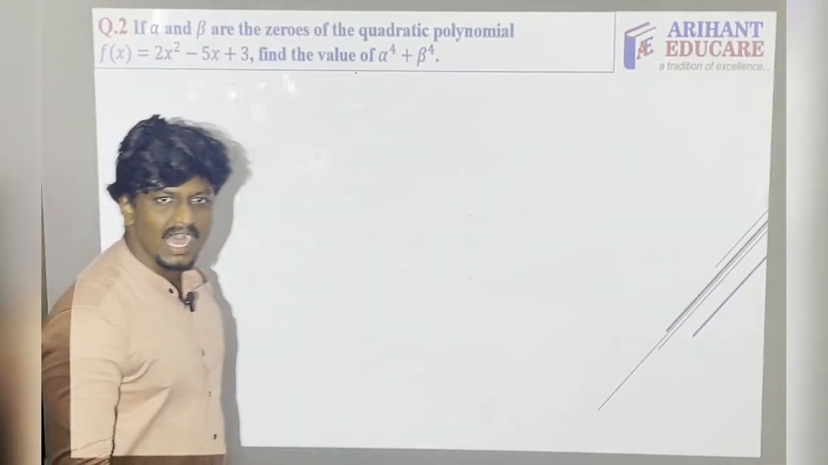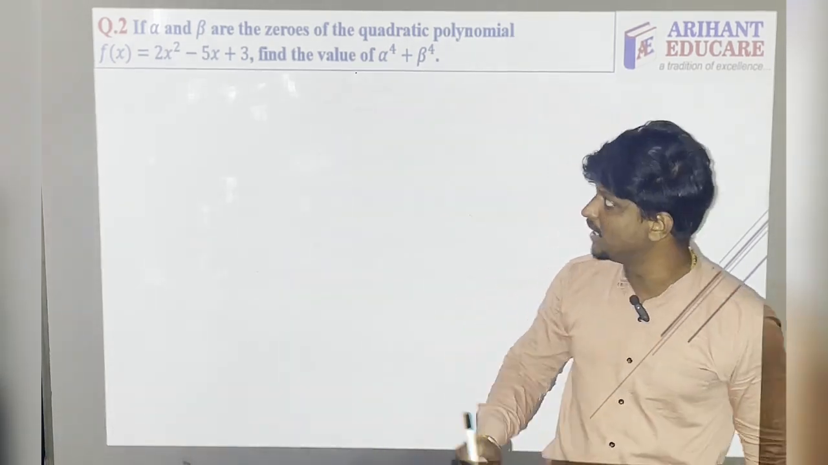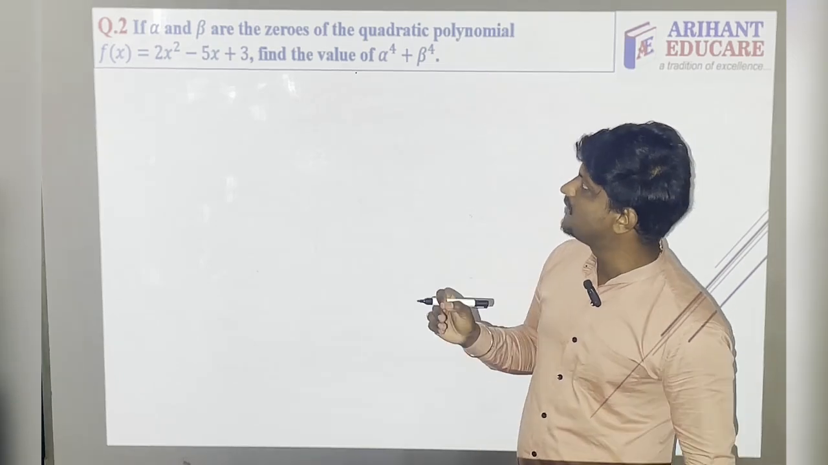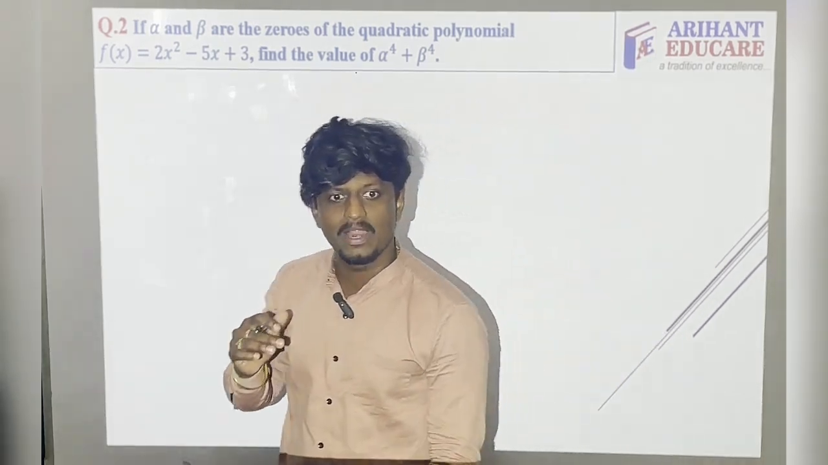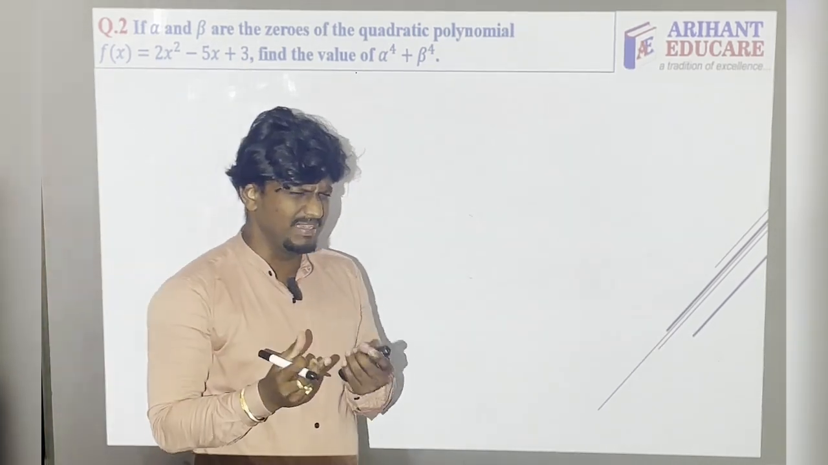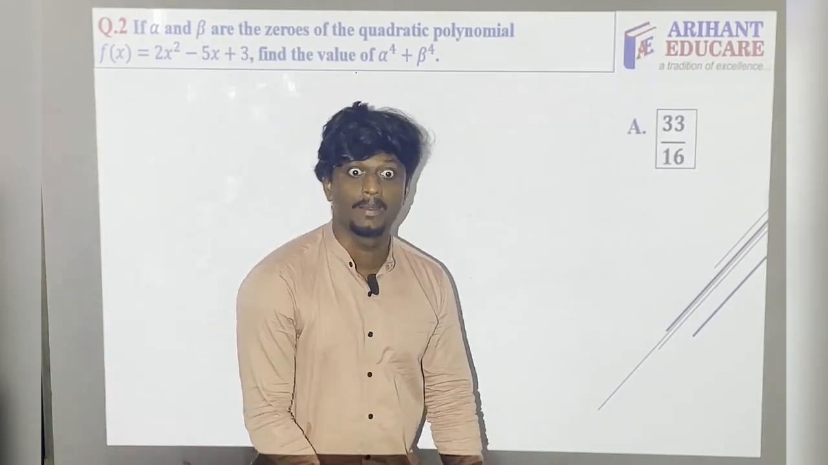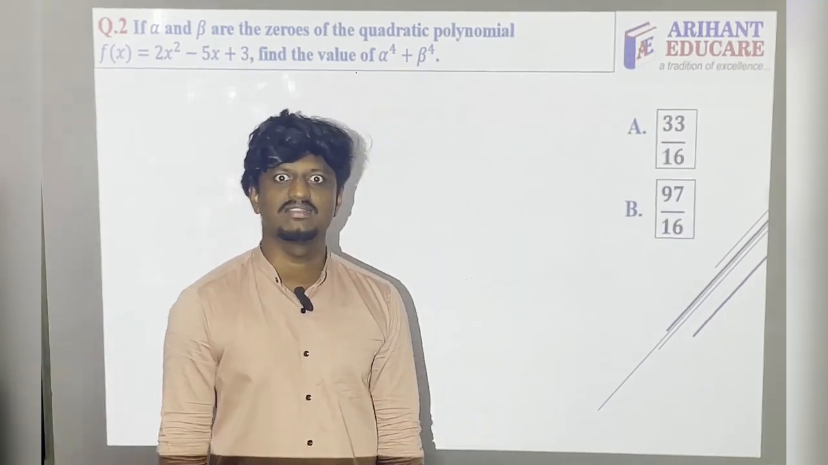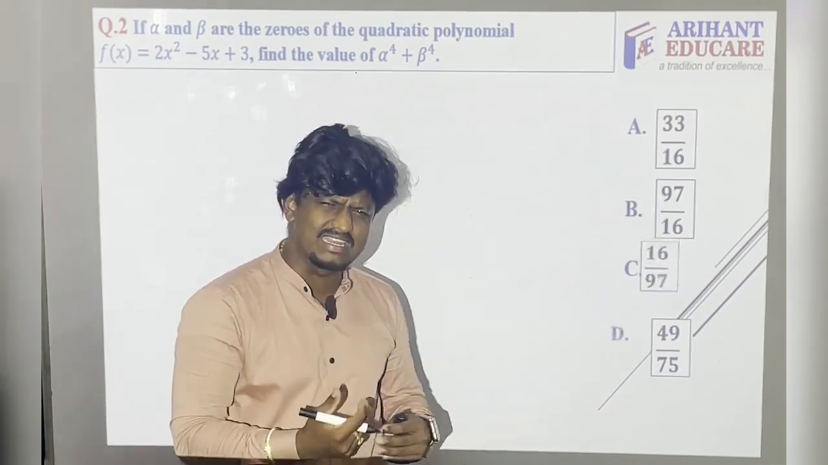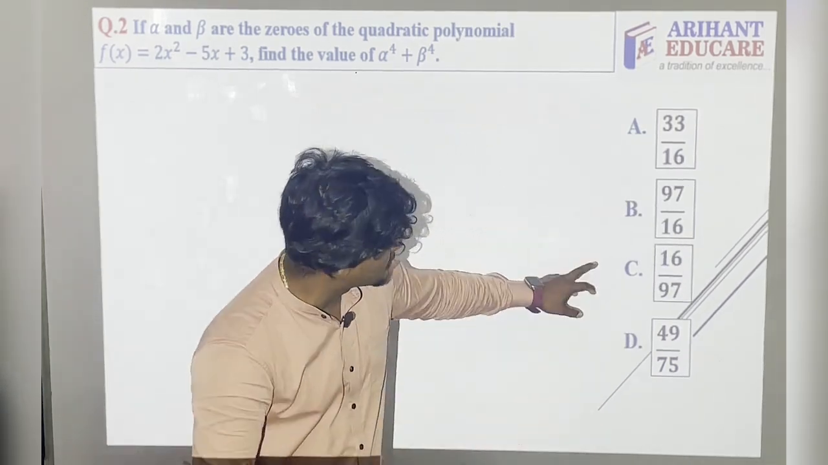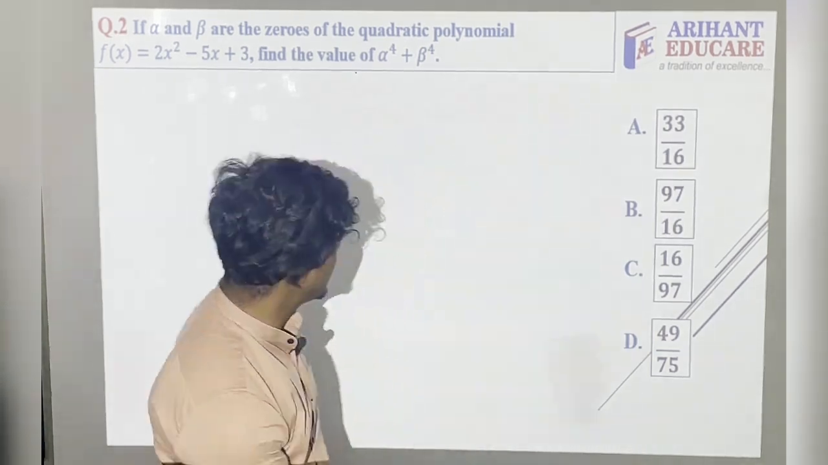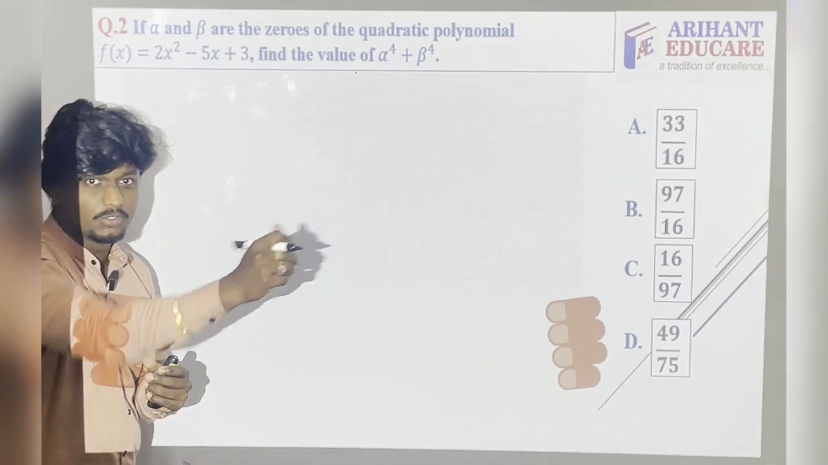If alpha and beta are the zeros of the quadratic polynomial 2x square minus 5x plus 3, find the value of alpha raised to 4 plus beta raised to 4. Pretty big. Let's see the options. Option A is 33 upon 16. Option B is 97 upon 16. Option C is 16 upon 97 and option D is 49 upon 75. I definitely need a drawing board to do the rough figure.